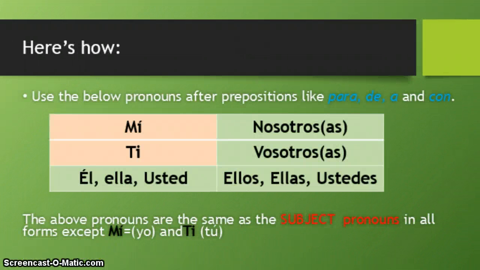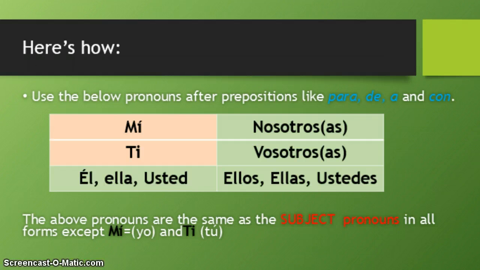So here's how. As you'll notice, many of these pronouns actually follow the subject pronouns that we learned last year. So if I'm using a prepositional phrase like para, de, a, or con, all of those are going to be followed by one of the following pronouns. So for the yo form, yo is going to be mí en este caso. I can't say es para tú, I have to say es para ti. So we have un cambio aquí también.